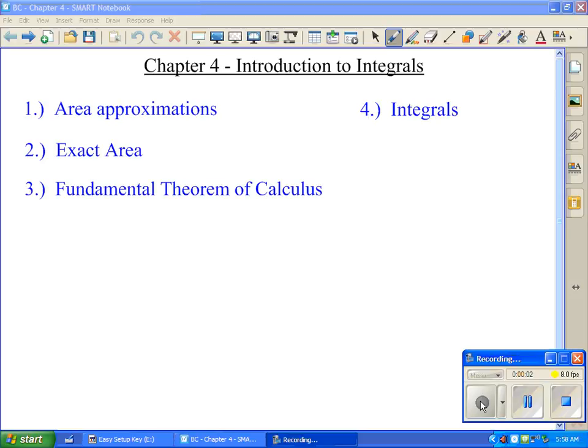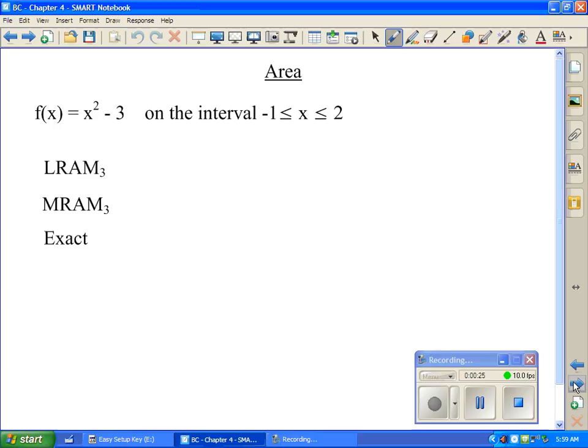Chapter 4 introduced the idea of integrals representing the area between a function and the x-axis. So we started with some approximation methods, looked at how to calculate the exact area as the limit of the number of rectangles approaching infinity, talked about the fundamental theorem of calculus, and then started the idea of u-substitution to evaluate integrals. So I'll start with some of the approximation methods and also talk about some of the exact calculations we did.